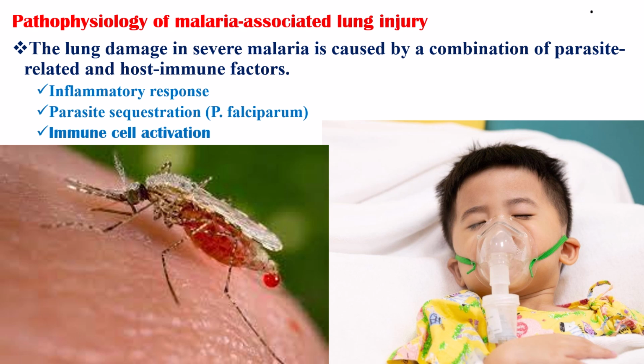The other is parasite sequestration, especially P. falciparum. In P. falciparum infection, infected red blood cells can stick to the walls of small blood vessels in the lungs. This sequestration can contribute to microvascular obstruction and inflammation. The other is immune cell activation. The inflammatory response leads to the accumulation of macrophages and monocytes in the lung. In patients with pulmonary edema, these macrophages tend to polarize toward a pro-inflammatory phenotype, which is directly linked to lung damage.